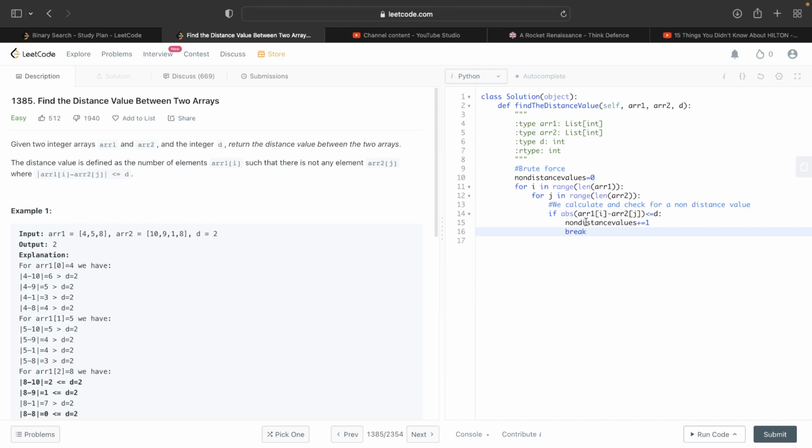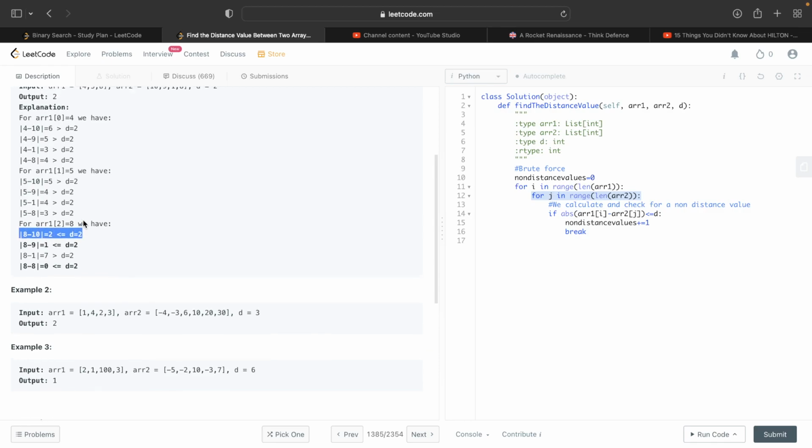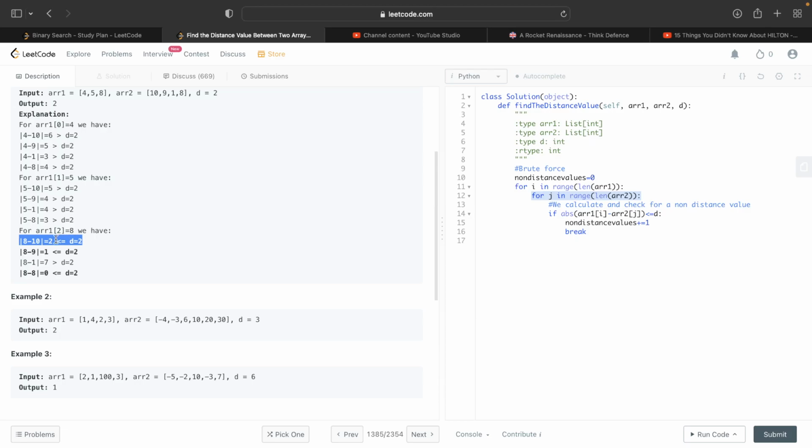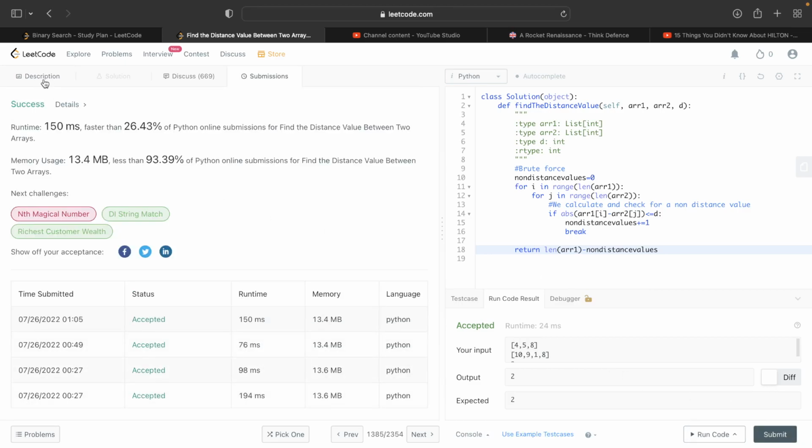And then we break. We don't need to continue going through the rest of them. For example, if we're at 8 and we calculate this, already we know that 8 is not a distance value, so we don't have to continue. That's why we break here. And then we return the length of arr1 minus the non-distance values. Let's see. Voila. It works.